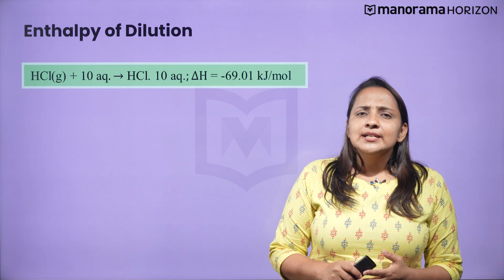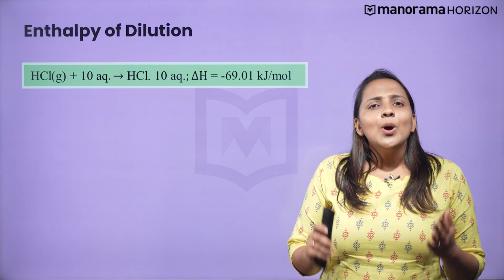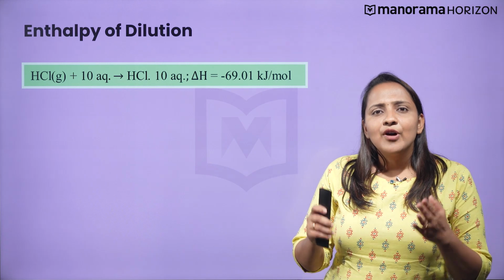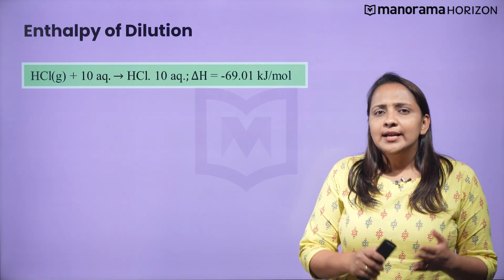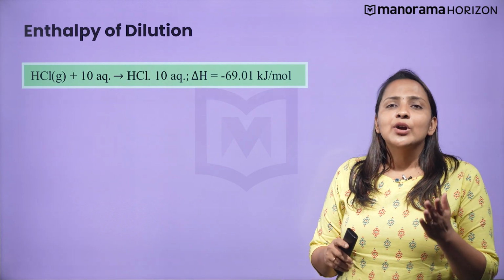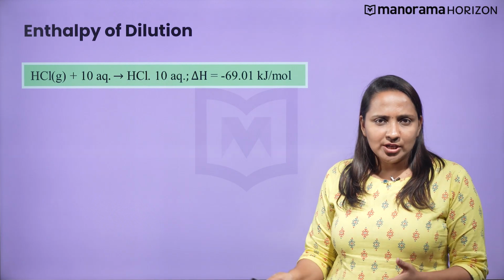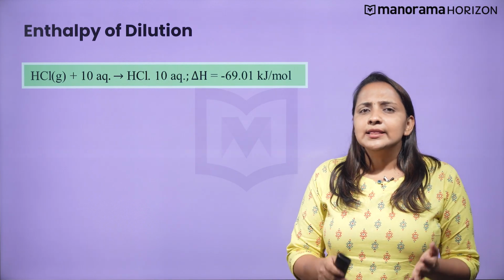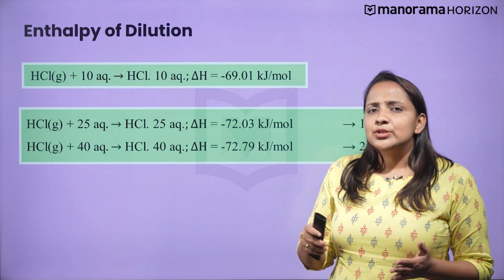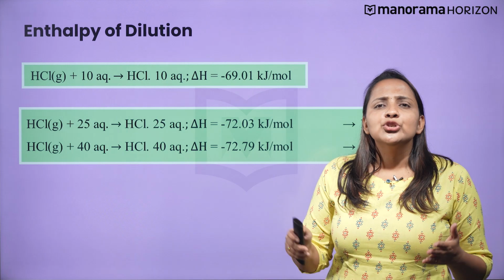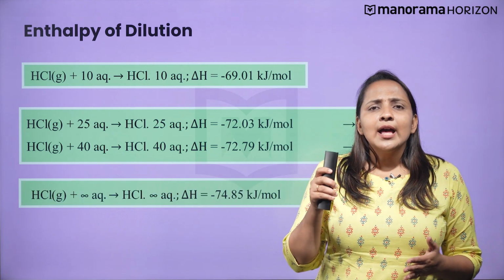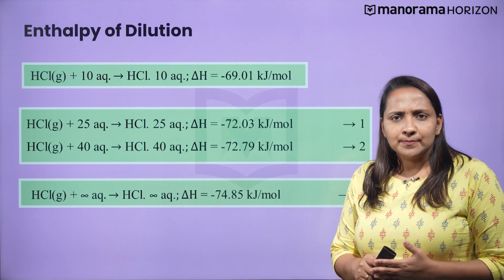Finally, we may discuss the enthalpy of dilution. To understand this, consider the enthalpy change for dissolving 1 mole of gaseous hydrogen chloride in 10 mole of water. Now, in this case, if you consider a series of enthalpy changes, you may represent the enthalpy changes as shown here. As more and more solvent is used, the enthalpy of the solution approaches a limiting value, that is, the value in an infinitely dilute solution.